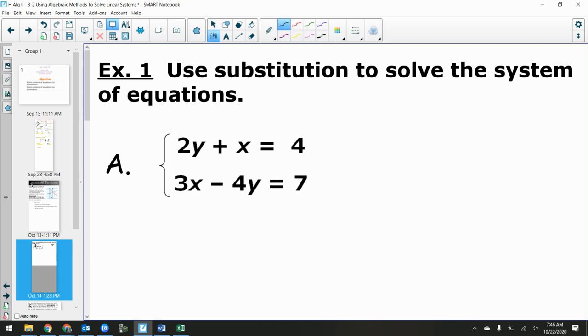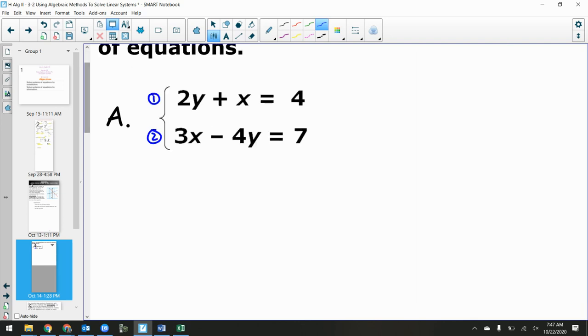Remember, I'm going to be using this notation where I name them, like this is equation 1 and this is equation 2. So solving for x in equation 1 is going to be the easiest route to take. Why? Because it's by itself. It has no coefficient, right? To solve for x, all I need to do is take 2y plus x is equal to 4 and just subtract the 2y over to the other side. X is equal to 4 minus 2y.